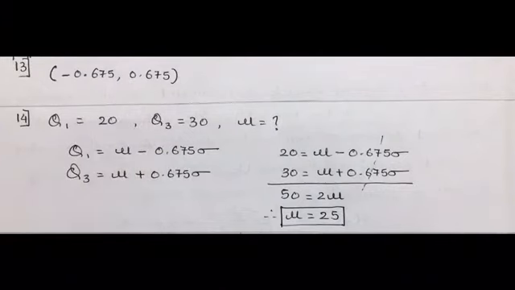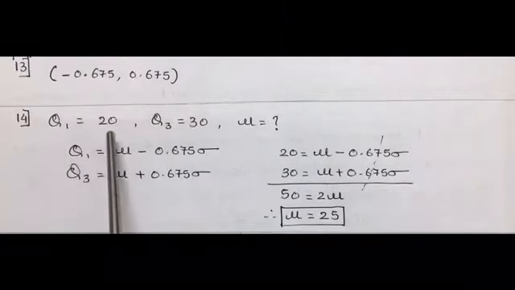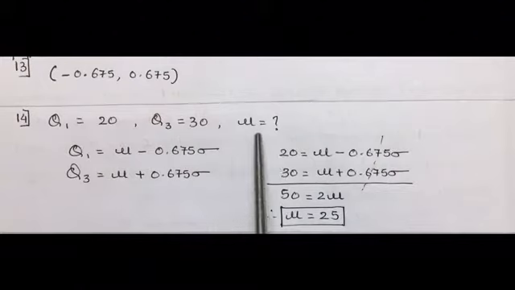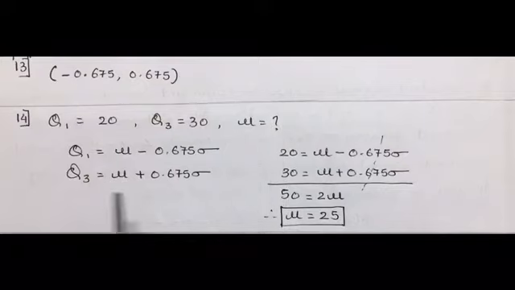Question number 14: the extreme quartiles of a normal distribution are 20 and 30. Find its mean. Extreme quartiles means Q1 and Q3. Q1 value is given as 20, Q3 value is given as 30. We have to calculate the value of mu, that is the mean.